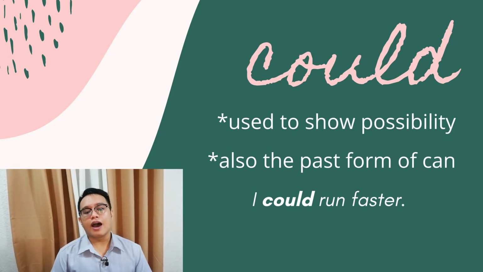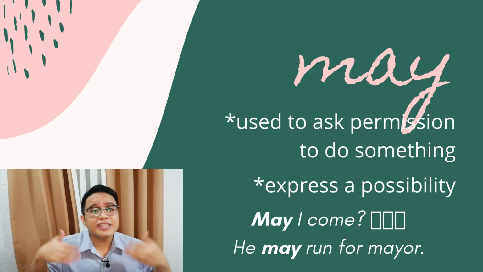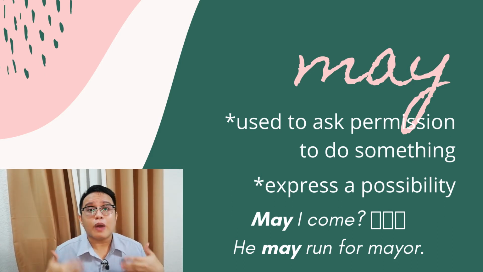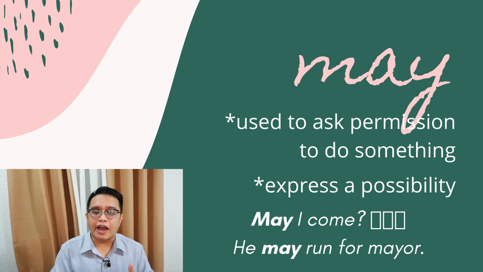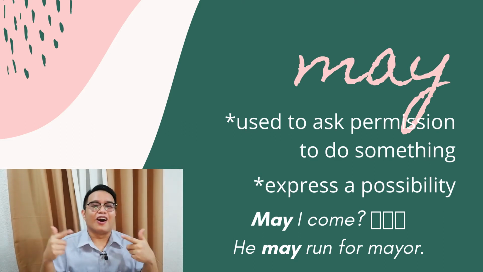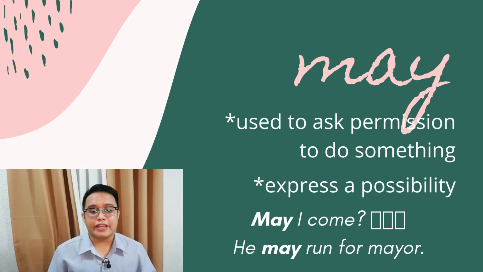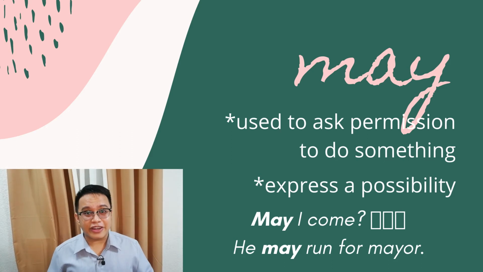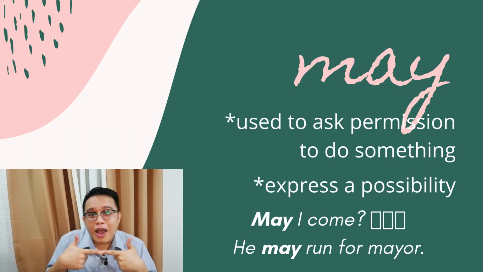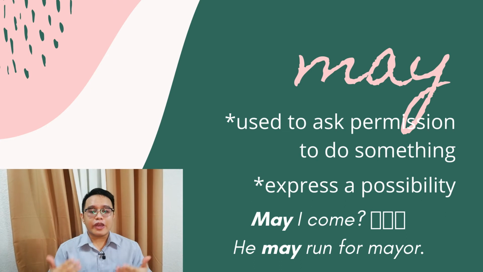Next one is may. And may is used to ask permission to do something. And this is the most polite way to ask permission. So may I speak? May I go to the bathroom? May I come? Ana na siya. So may is used to ask permission politely to do something. So if you want to ask allowance from your parents, even in your house, you will say, Ma, Pa, may I please have baon? Ana na siya. Or also, may is also used to express a possibility.